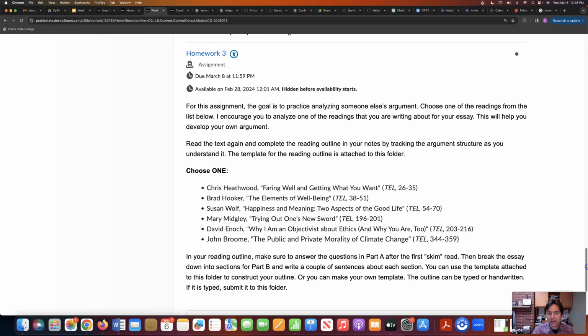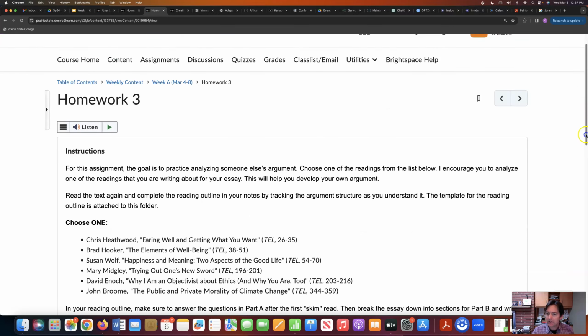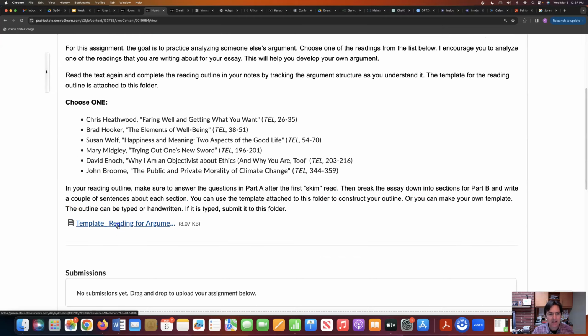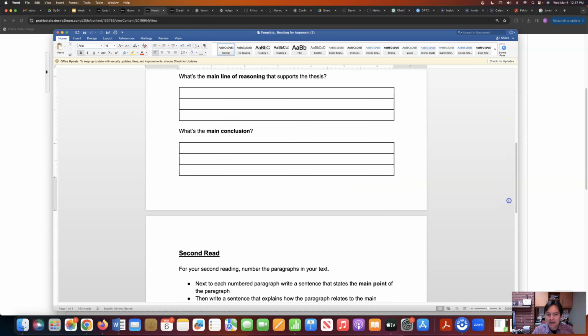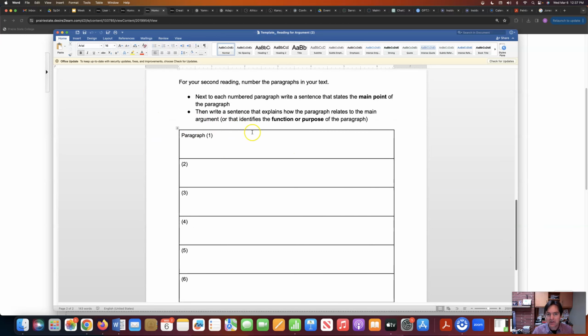And then remember, the homework is due this week. Here I've asked you to choose one of these essays that we've read and break down the argument using the template. So if you click here, it takes you to the folder, and you can find the template here. I've asked you to give a skim and answer some questions based on your skim or your first read. And then on the second read of the text, break it down into sections and write a couple of sentences for each section, stating the main point of that section and the purpose of that section. Okay, so there's the template that you can use.